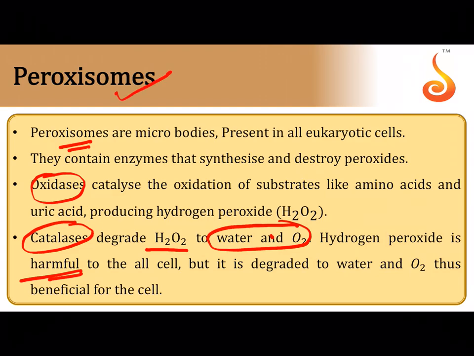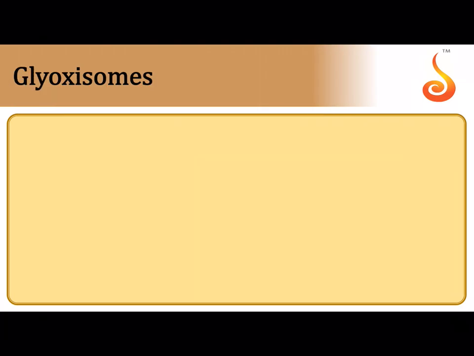peroxisomes are very common in both plant and animal cells, and mostly in plant cells, and peroxisomes also take part in a very important pathway in photosynthesis that is referred to as photorespiration. Okay, so you will learn this further, you have already learned it in the photosynthesis chapter.